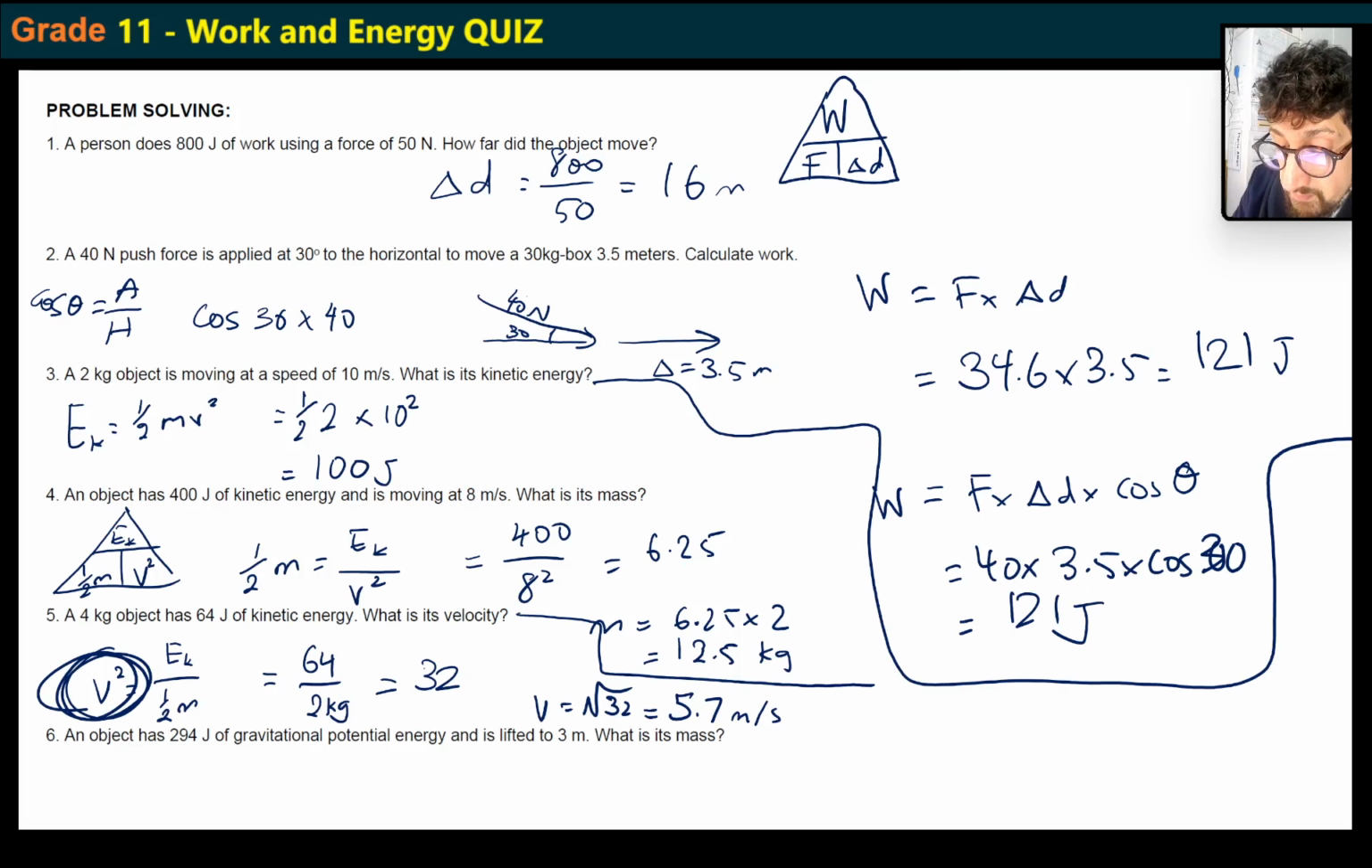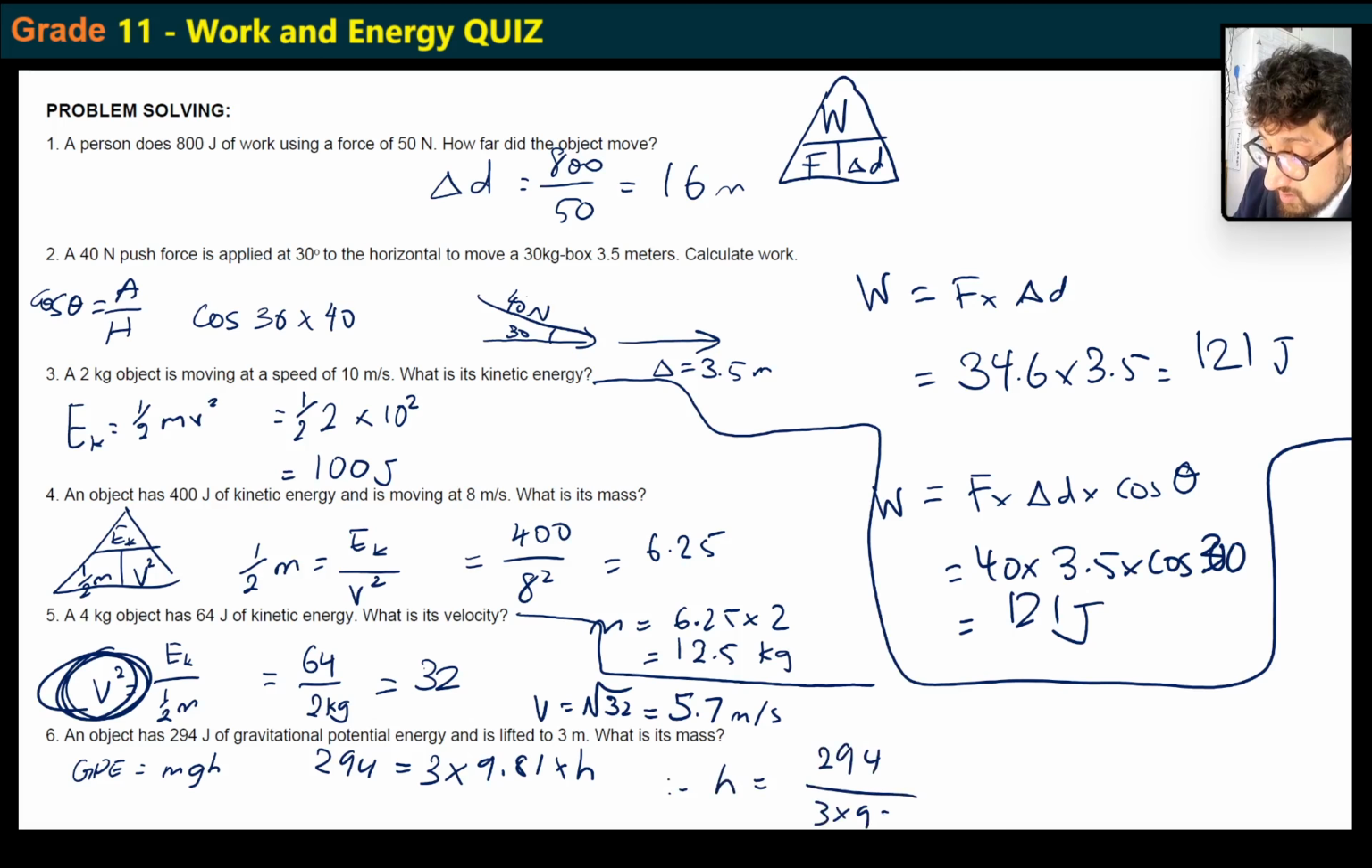An object has 294 joules of gravitational potential energy and is lifted 3 meters. What is the mass? So once again, we've got mgh. So GPE equals mgh. So I've got 294 is equivalent to 3 times 9.81 times the height. So the height is going to be 294 all over 3 times 9.81, and that's going to be 10 meters. Okay, that's how you do that one.